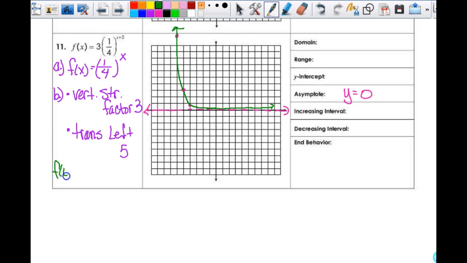So f of 0 is equal to 3 times 1/4 to the 0 plus 5 power.